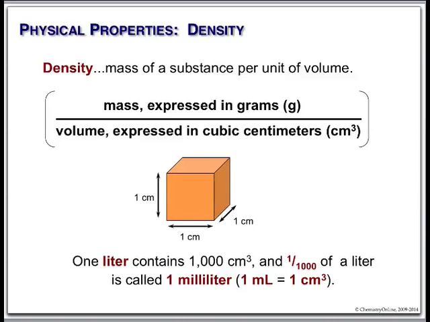If you take 1,000 milliliters, again, milli, 10 to the minus 3, that is 1 liter. So for most of our volume measurements, especially with liquids, we're going to be dealing with liters. But just remember, 1 liter is 1,000 cubic centimeters: 1,000 milliliters or 1,000 cubic centimeters.